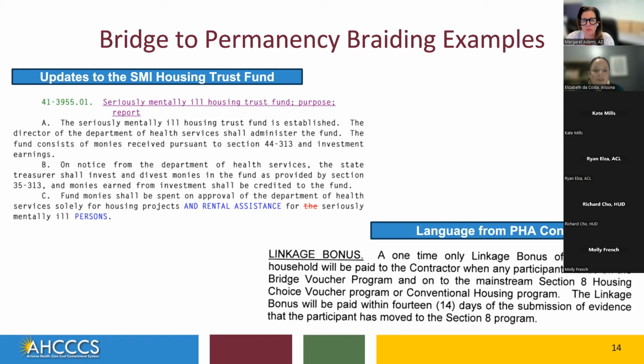And then the one below is language from one of our contracts with the Public Housing Authority from our Bridge Subsidy program. One really cool thing that we did, that we're going to continue to try to highlight through the Housing and Health Opportunities waiver, is the linkage bonus. So really placing the incentive in the goal we're trying to achieve, where we're going to be covering the subsidy for a period of time, but what we're really looking for is that transition to a housing choice voucher, and then having that linkage bonus as the incentive. We can go to the next slide.